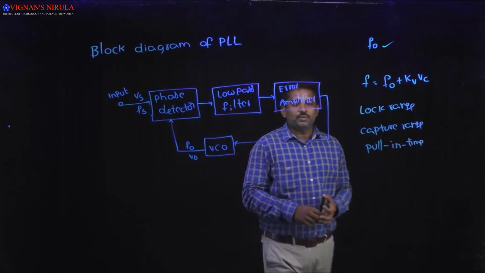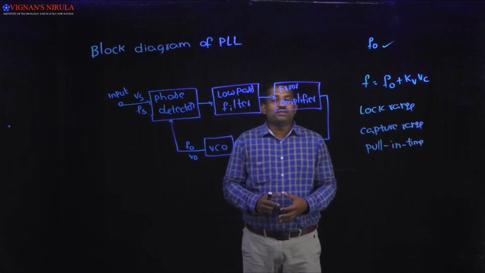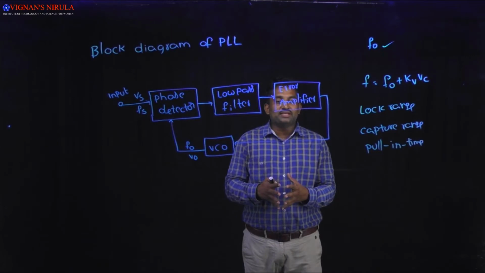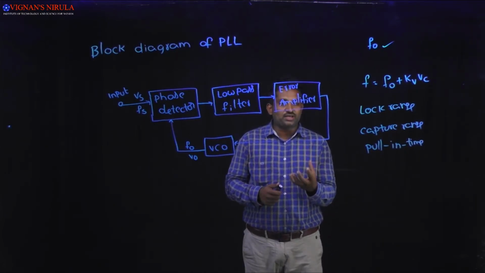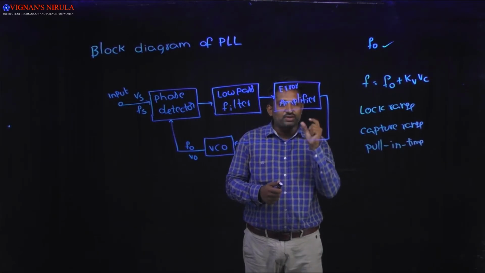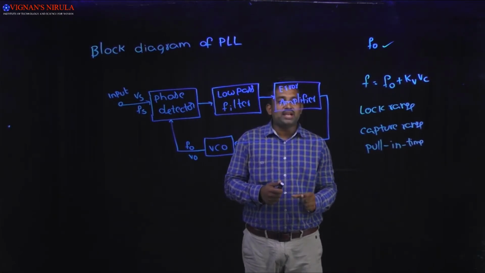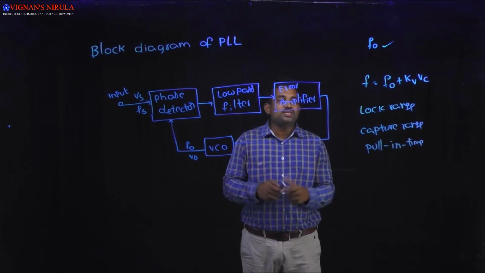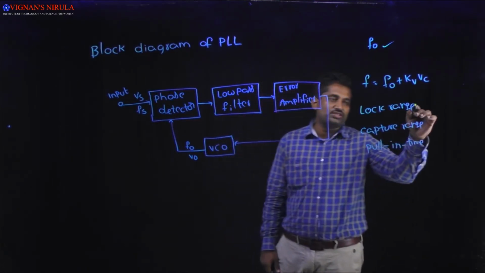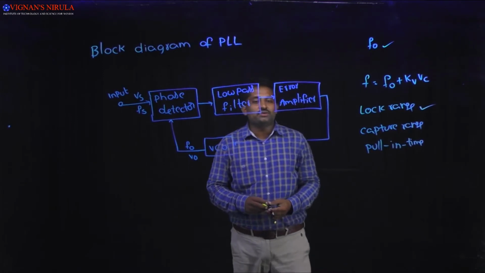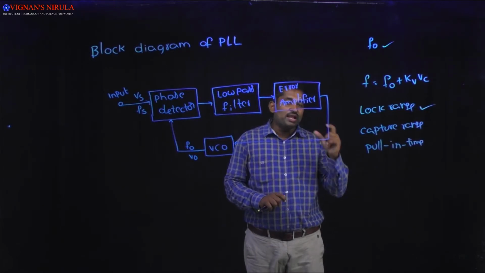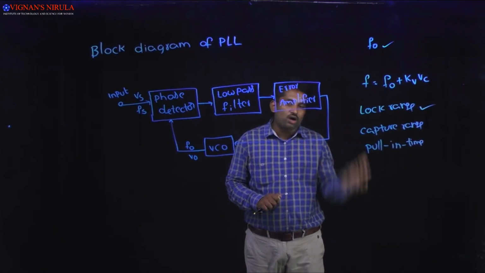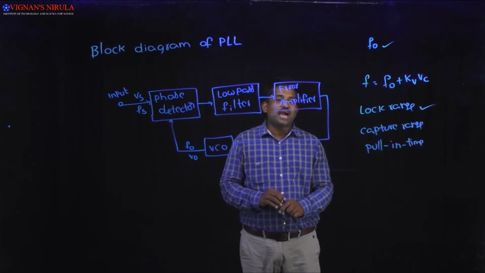Coming to the lock range: whenever the PLL is locked, it can track the changes in the input signal frequency, and the range of frequencies over which the PLL can maintain lock is called the lock range. Next, coming to the definition of capture range: the range of frequencies over which the PLL can acquire lock is called the capture range.